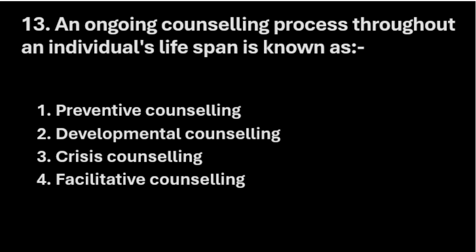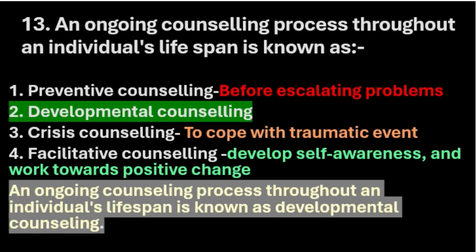Next question. An ongoing counseling process throughout an individual's lifespan is known as option 1 preventive counseling, option 2 developmental counseling, option 3 crisis counseling, and option 4 facilitative counseling. The right answer here is option 2 developmental counseling. Preventive counseling is counseling which occurs before any problems escalate. Option 2 developmental counseling is an ongoing counseling process throughout an individual's lifespan.